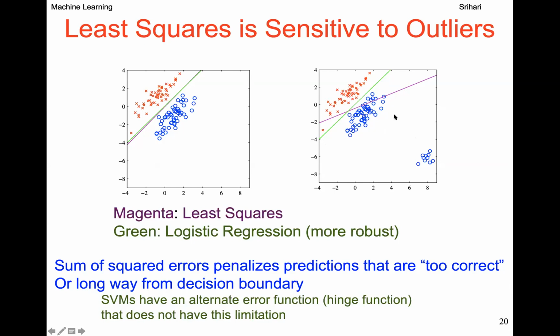So there is an argument why logistic regression is a good two-class classifier, and why not this idea called least squares. So least squares is also a method. Sum of squared errors penalizes predictions that are too correct, or a long way from the decision boundary. So although this is on the right side of the decision boundary, it is too far away from it. It's penalizing it because you're using squared error, sum of squared error.